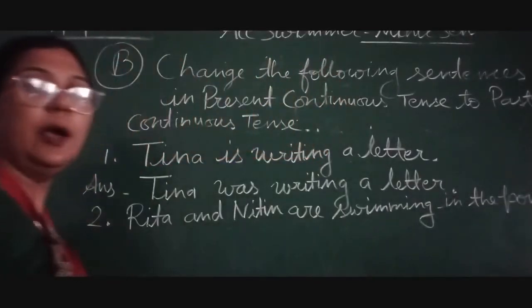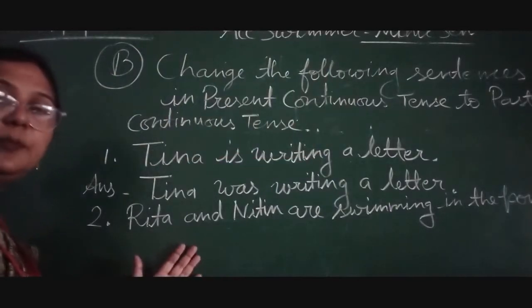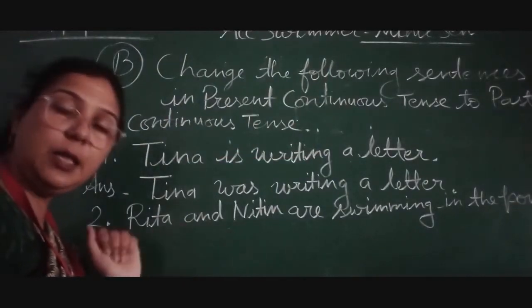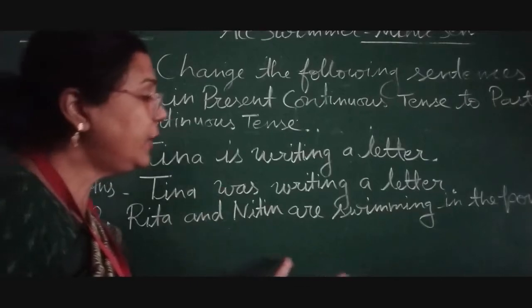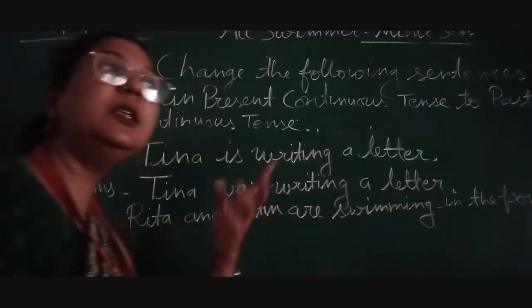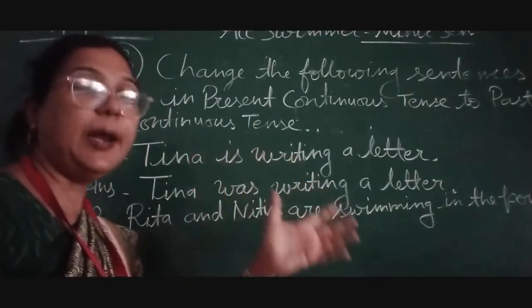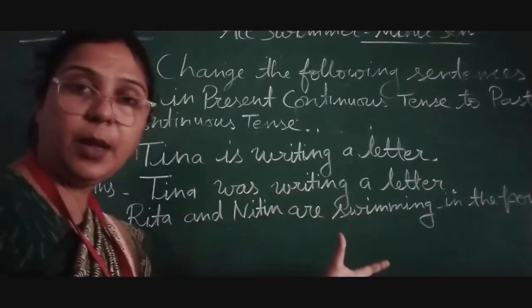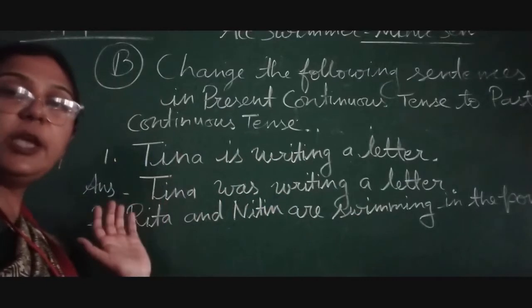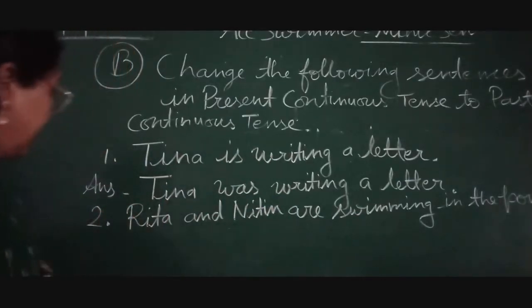Okay, children. Now here, children, you can see there are two subjects, Rita and Nitin. Both are, what they are doing? They are swimming in the pond. It means jo Rita aur Nitin kya kar rahe hain? Rita aur Nitin swimming kar rahe hain, tair rahe hain pond mein. So now we are going to change in past continuous tense.